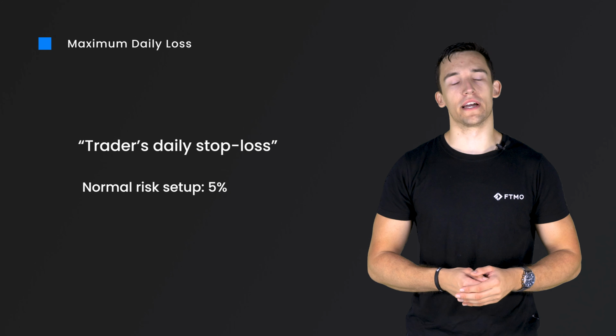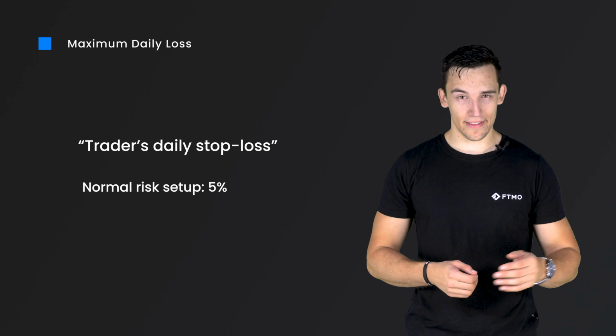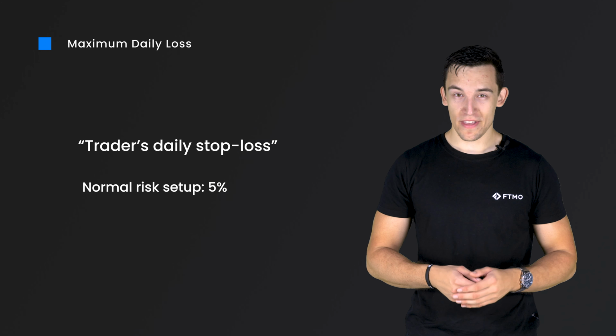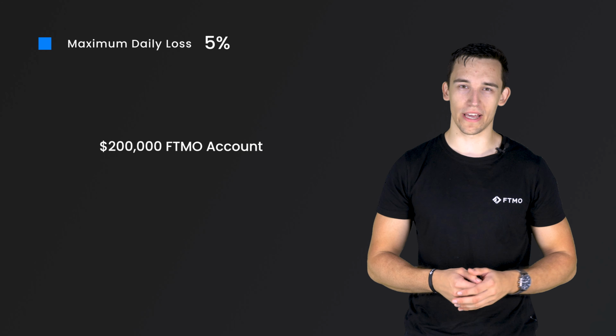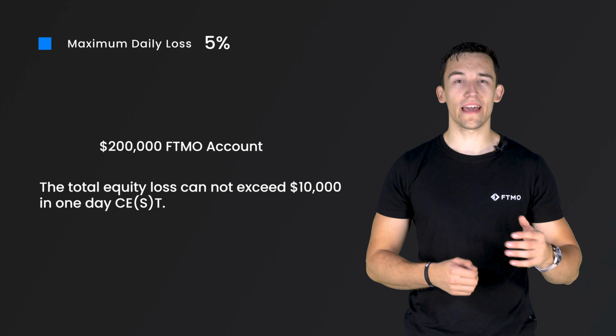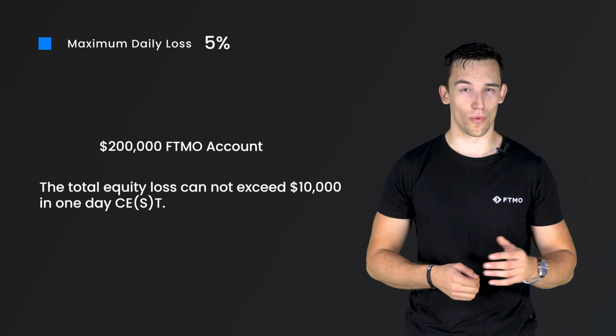For a normal risk account type, the limit is set at 5%, and for the aggressive risk type, the limit is increased to 10% of the initial balance. Let's say the normal risk with 5% for instance. If you have a $200,000 FTMO account, you must never exceed the total equity loss of $10,000 in one day.